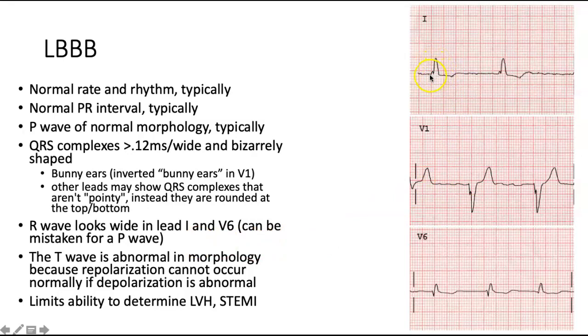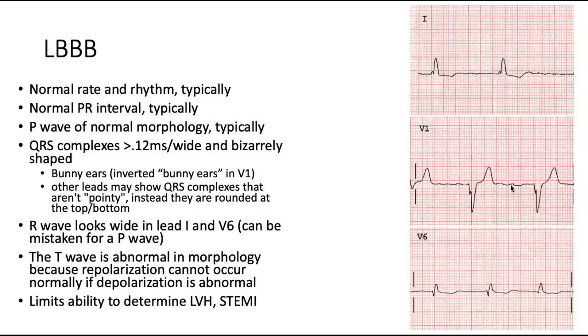So here's the R wave. So there's no P wave. This is the RSR prime, and it looks wide and weird. And the beginning of this can be mistaken for a P wave. However, there are no P waves if you actually look at all of the leads.